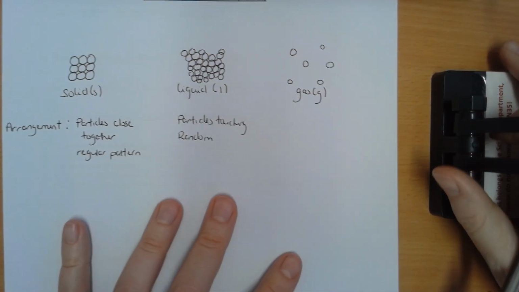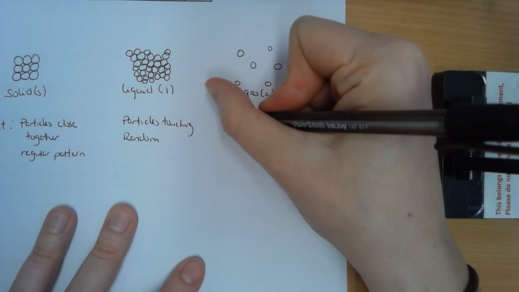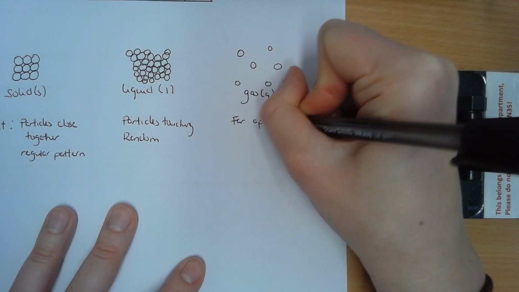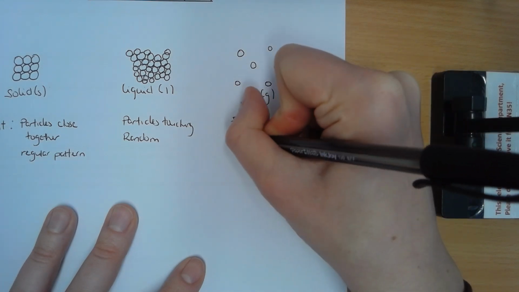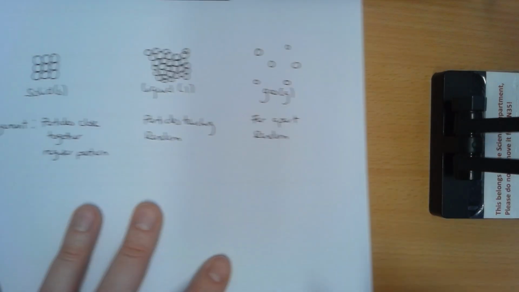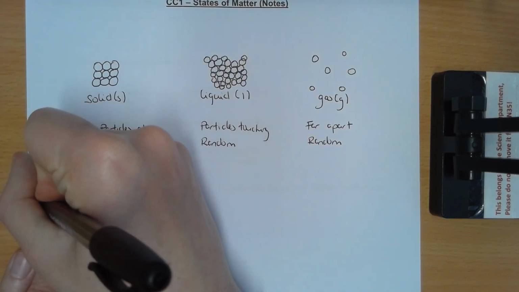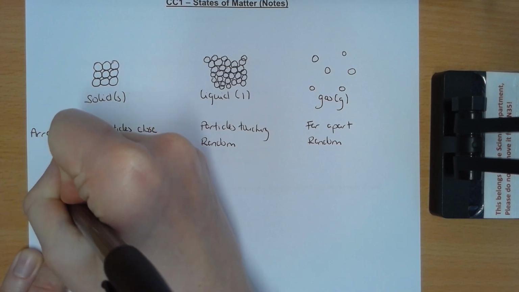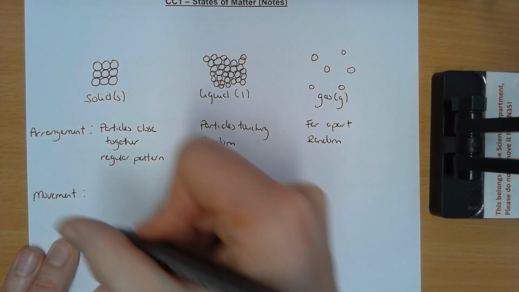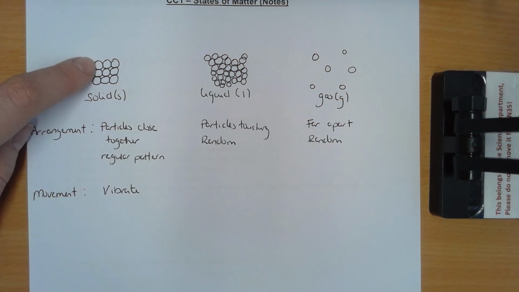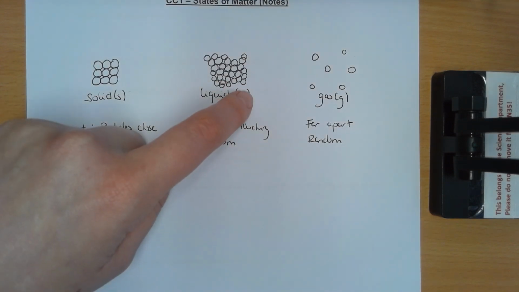And then for gas, how are they arranged? I'm going to say the particles, they're far apart, all right? So they're not touching each other at all. They're really spaced out. And again, I'm going to say they're random. You can just draw dots anywhere you want to. In terms of movement, for a solid, I would say that they vibrate. Okay, so they can move, but they just stay in the same spot and they vibrate.